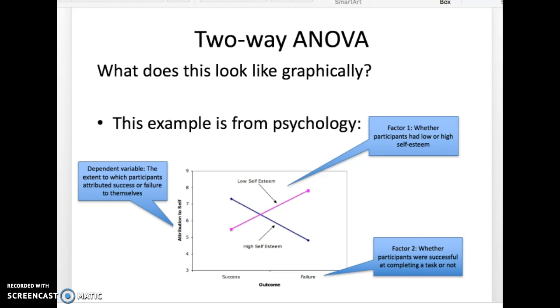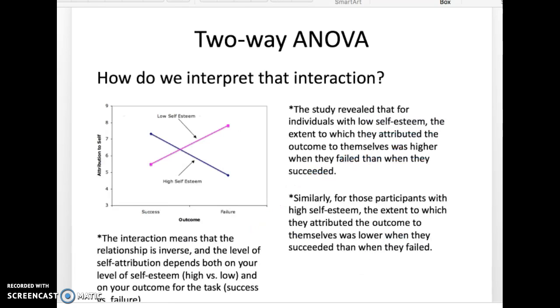And so if we, again, take a step back and look at what's in our graph, we see attribution to self is our dependent variable, so it is continuous. And then we have the outcome being an independent variable and level of self-esteem being an independent variable. So the other factor is whether participants had low or high self-esteem. So let's break this down.